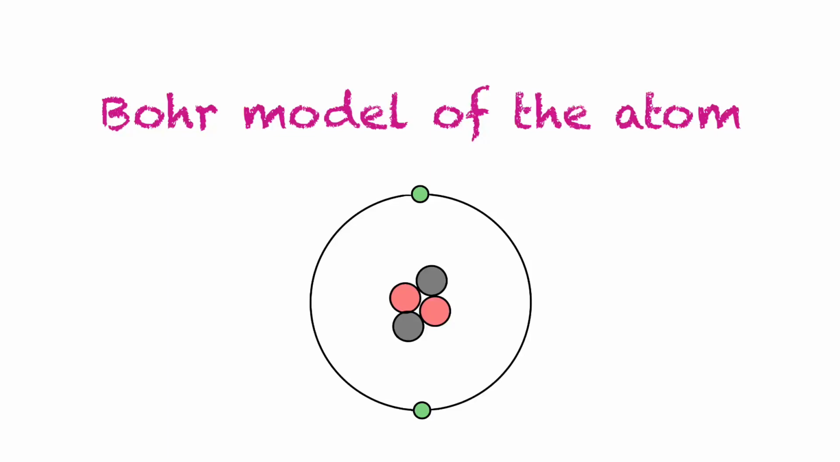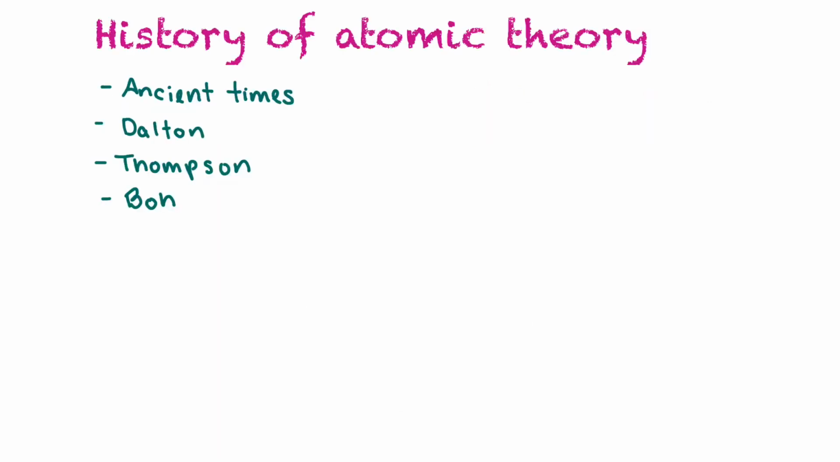In this video, we're going to learn about the Bohr model of the atom and learn how to draw representations of atoms of different elements. First, we'll take a quick little look at the history of atomic theory. So we'll take a look at ancient times, what they used to believe then, what Dalton believed, what Thompson believed, and then finally what Bohr believed.